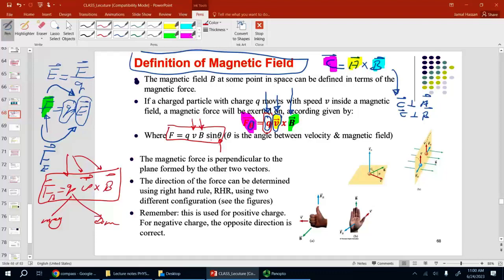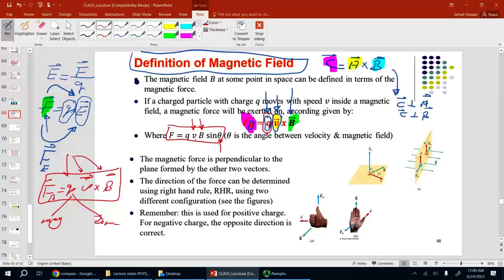So let's take a couple of cases. What if theta was equal to 0? It means a charge moves in the same direction as the magnetic field. Nothing will happen to the charge because sine theta is equal to 0. Again, if the charge moves opposite to the magnetic field, nothing will happen to it. No magnetic force will act on that charge. That wasn't the case in the electric field. But the maximum value of sine theta is 1, meaning if the charge moves perpendicular to the magnetic field, the maximum magnetic force will act on it.